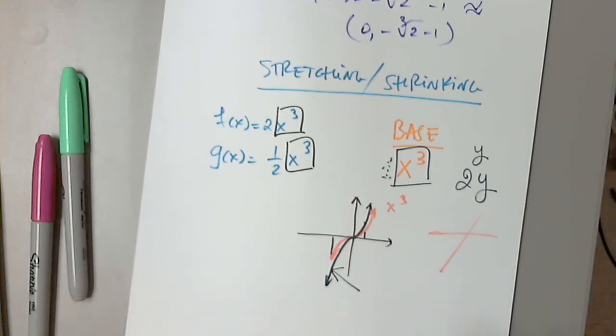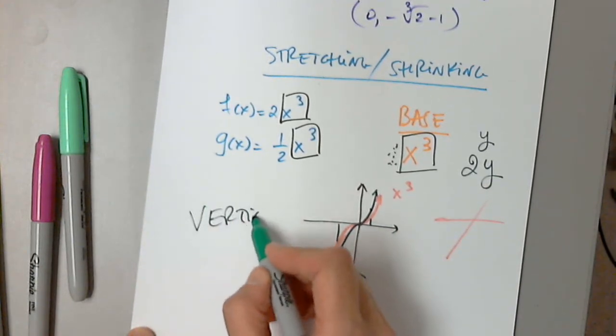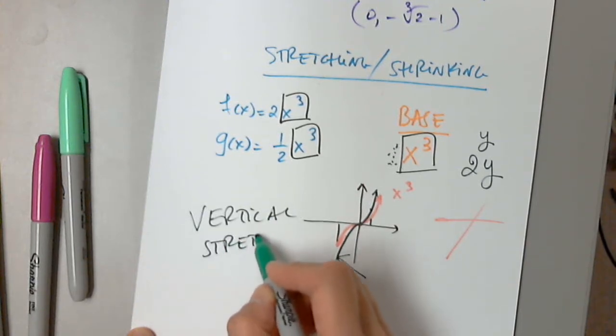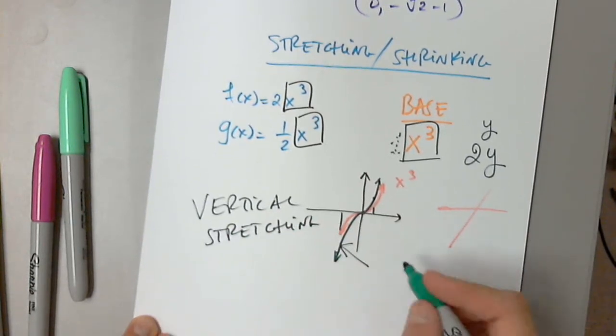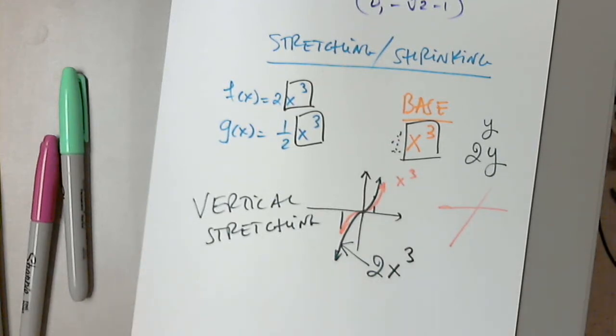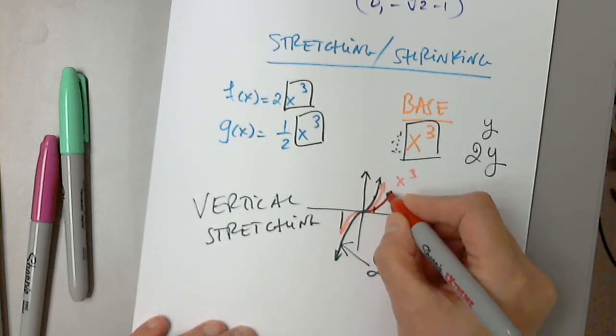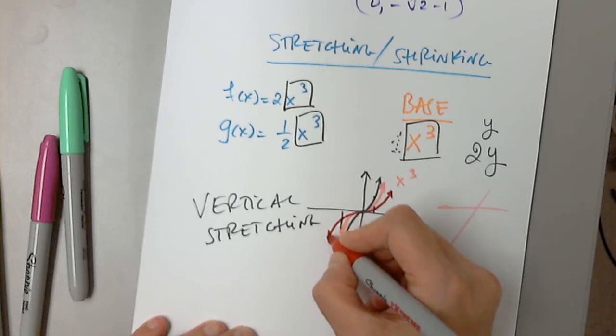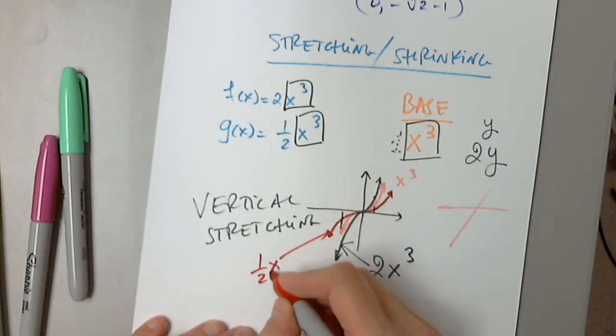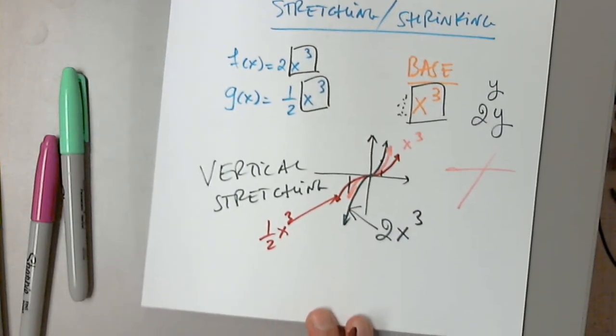Stretched vertically. So this is vertical stretching by a factor of 2, this is 2x cubed. Now similarly, what do you think will happen with 1/2? Yes, all y values will be divided by 2 this time. So from the original graph, it will be flatter, and this will be 1/2 x cubed. So this is a vertical shrinking.